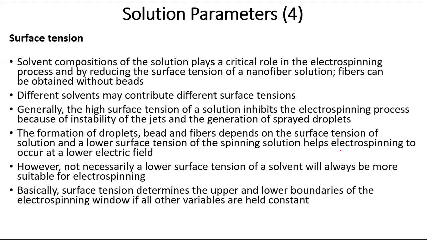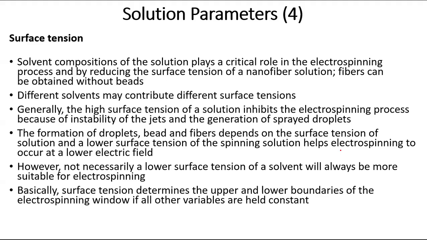So the high surface tension of a solution inhibits the electrospinning process because the jet is unstable, so it generates the spraying of droplets. If the solvent's surface tension is low, the solution starts to spray rather than forming fibers.